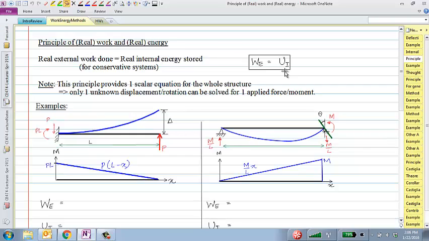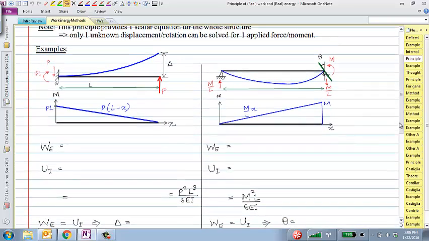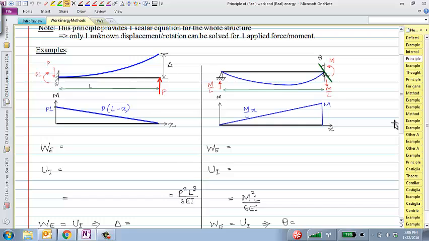Here's an example. I have a cantilever beam. I apply a load P here. It deflects by delta. And this is the bending moment diagram for it. So using this principle of real work and real energy, can I calculate that delta? What would be the external work done by this P when it goes through this delta? That's right. It's always 1/2 P delta. If we are talking about real work, real energy, 1/2 P delta is always the external work done.